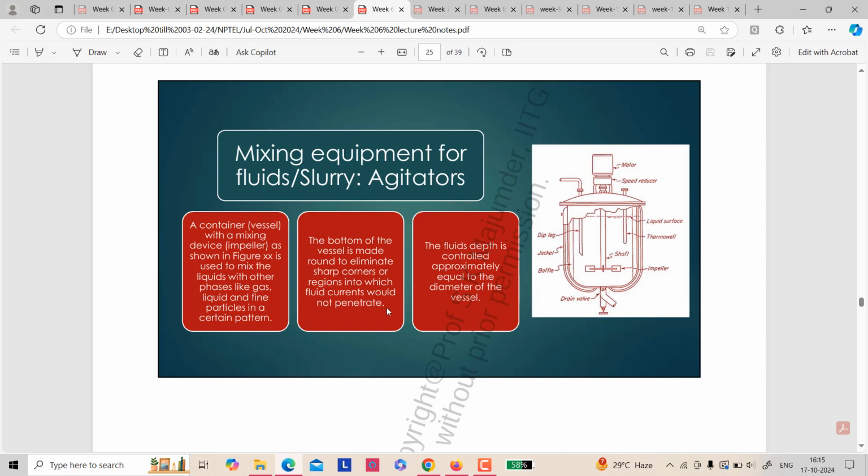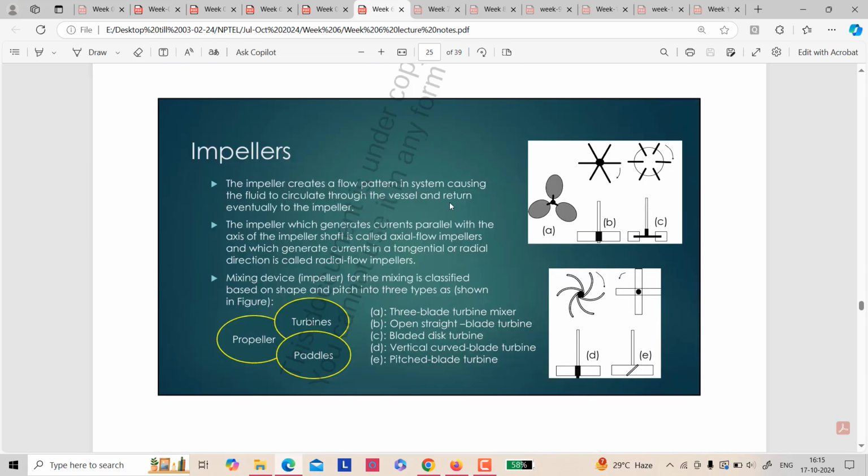So this is the agitator. You can see there is an impeller. In the case of agitation, some kind of motor should be there. So this is the impeller here. Different types of impellers can be used: propellers, turbines and paddles.